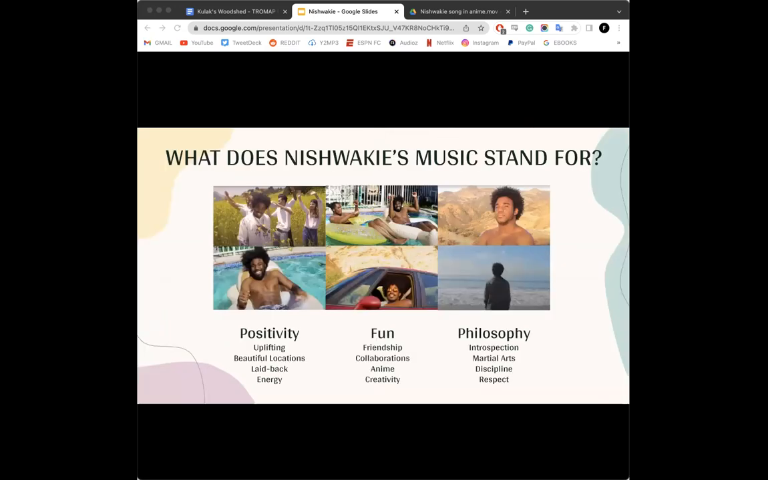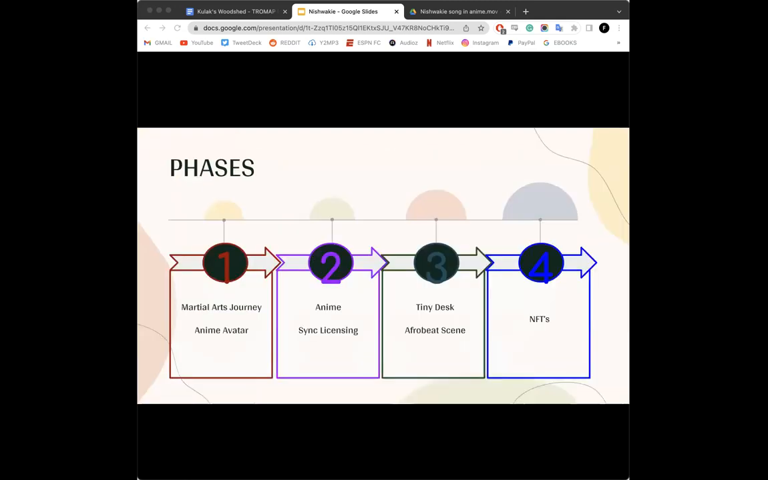What does your music stand for? Your music focuses on 3 main aspects: positivity, fun, and philosophy. Your vibe encapsulates an uplifting feel with visuals from beautiful locations and a laid-back, vibrant energy. Friendship, collaborations, anime, and creativity are common themes in your music. Your philosophy in music emphasizes introspection, martial arts discipline, and respect. These are all accurate ways to describe your music and what it stands for.